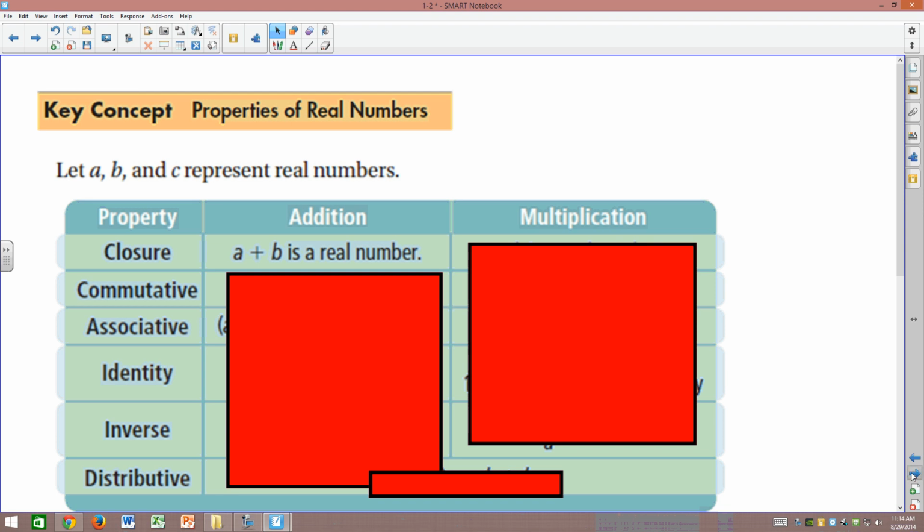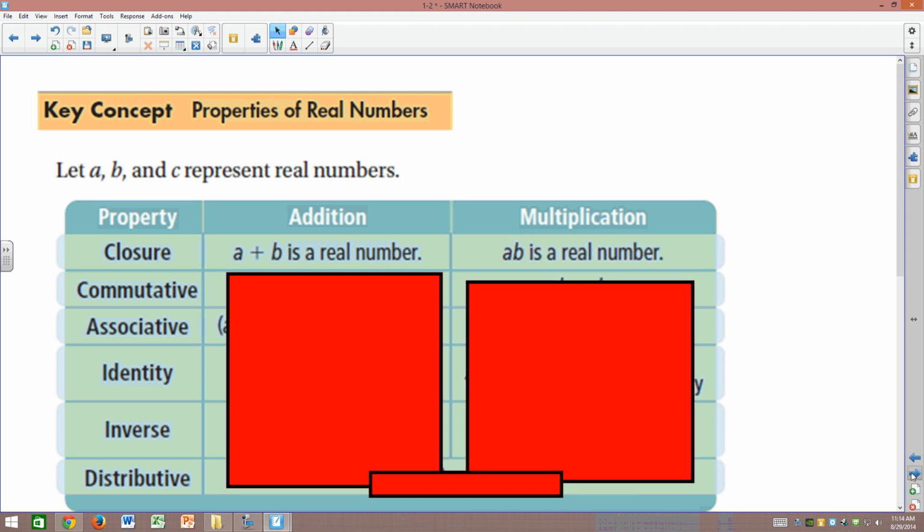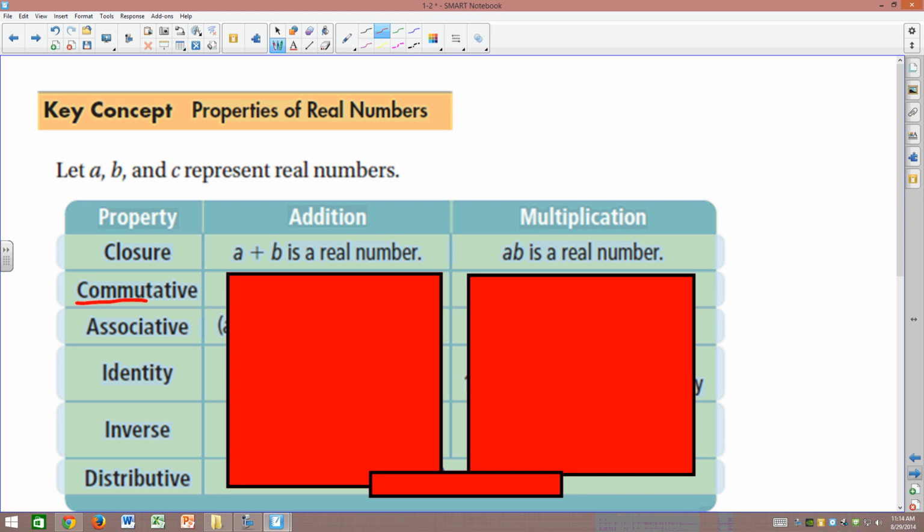What do you think multiplication is going to be? A times B is a real number. Yeah. Okay. Easy. Next one, commutative. I don't really know that word, but I know the word like commute. My dad used to commute to work. He travels. He goes back and forth.